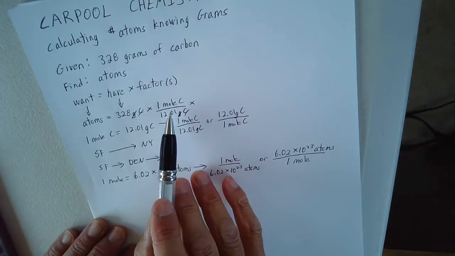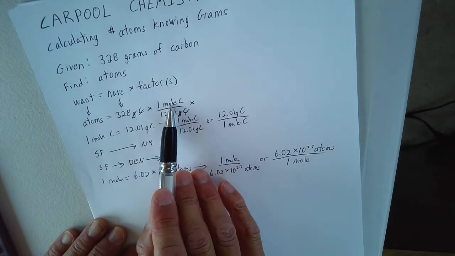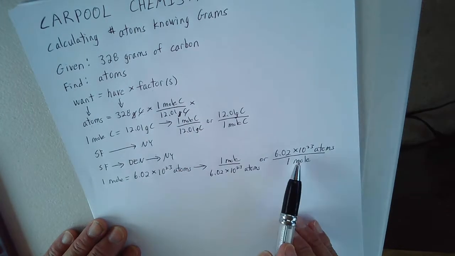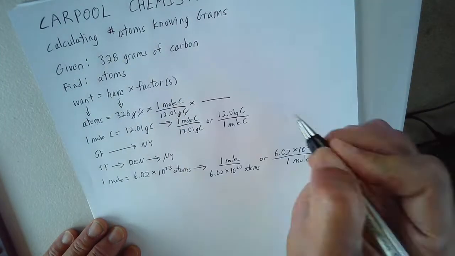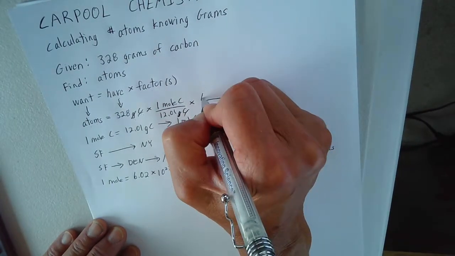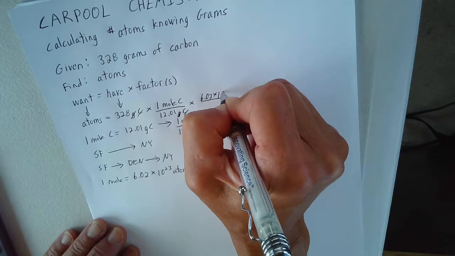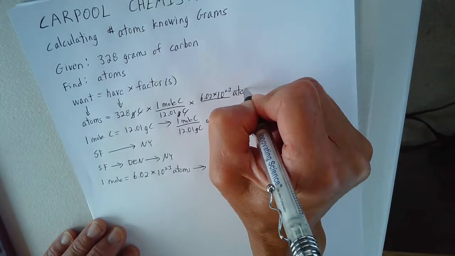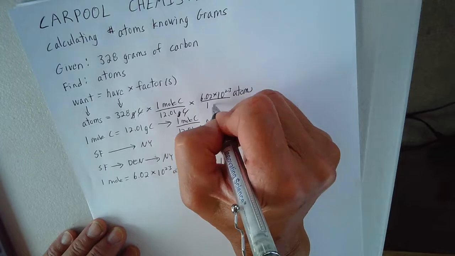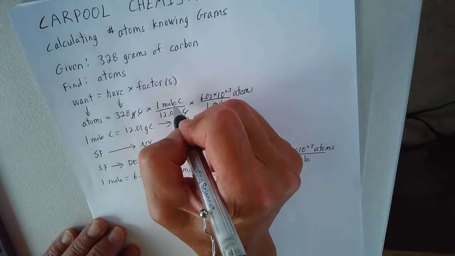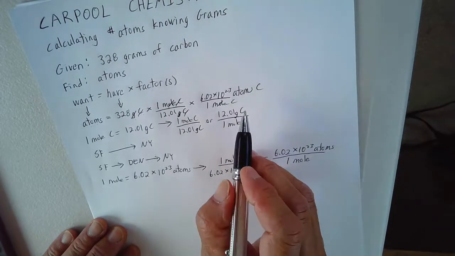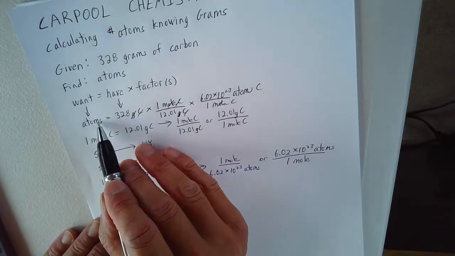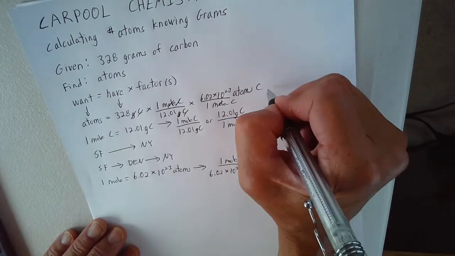And which one do you multiply this by in order to get rid of the moles in the numerator, to cancel out the moles, leaving us with atoms? It looks like the second one right here has moles in the denominator, which will cancel it out. 6.02 times 10 to the 23rd atoms for every 1 mole. The moles cancel out. And now we have atoms of carbon, which is what we're looking for. So we've reached our final destination.